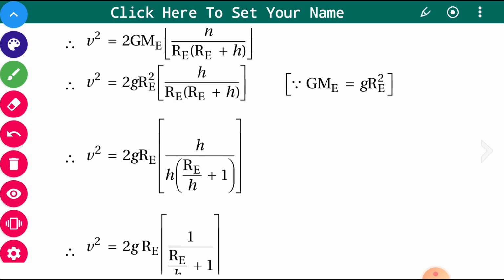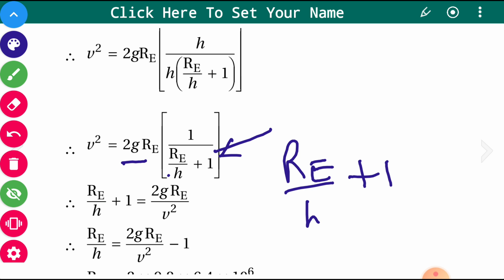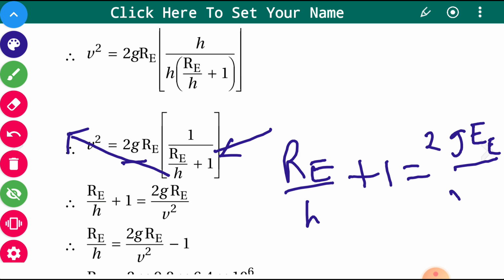So now you will get V square is equal to 2GRE 1 upon RE plus H plus 1. This answer you will get. Now this RE upon H plus 1 is taken in the numerator on the left hand side, and on right hand side we take 2G RE upon V square.